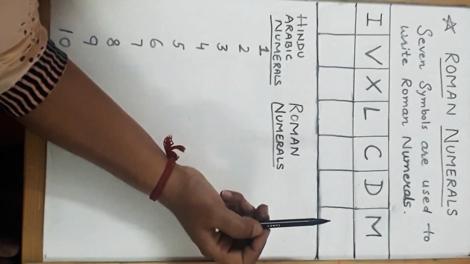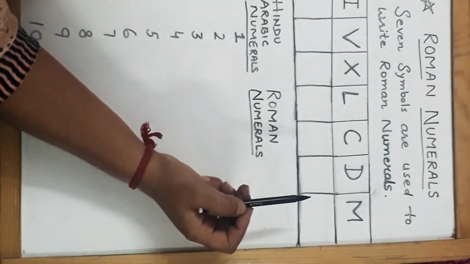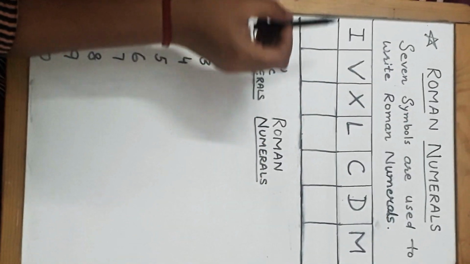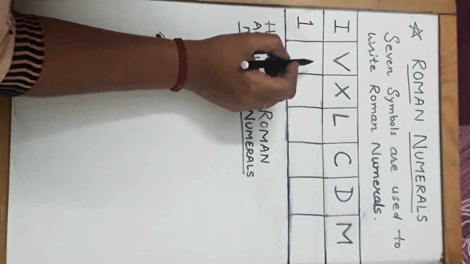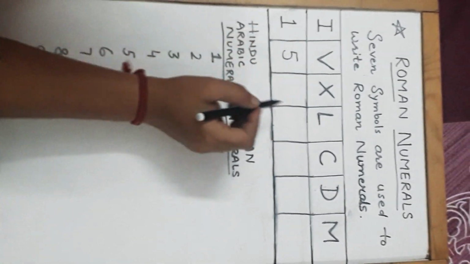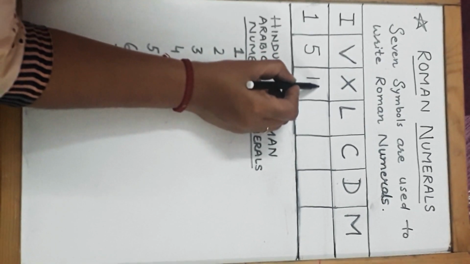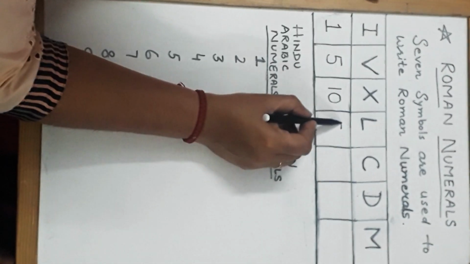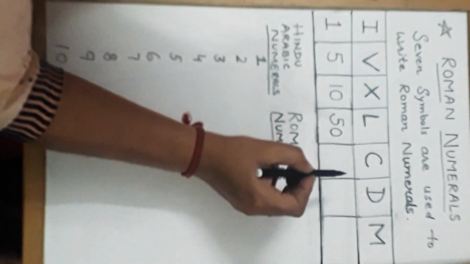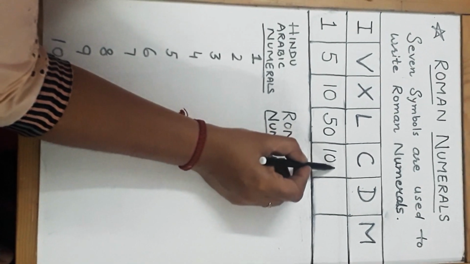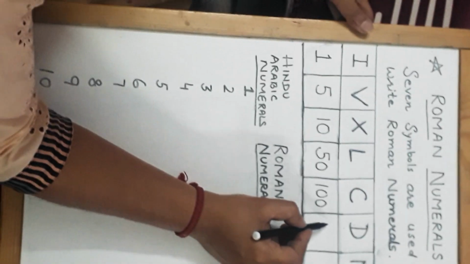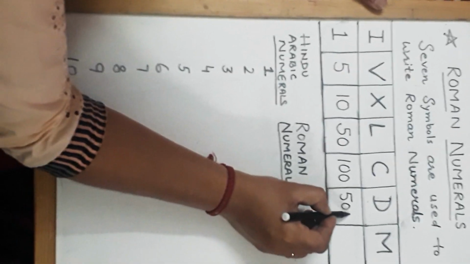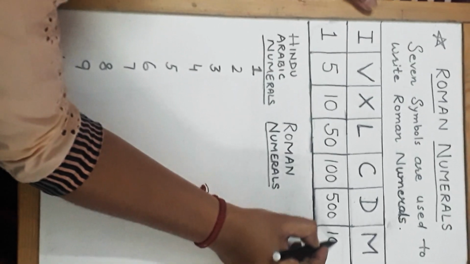Let's learn Roman numerals. For writing the Roman numerals, 7 symbols are used. These symbols are: first is I. I stands for 1. V stands for 5. X for 10. L for 50. C for 100. C for century, C for 100. D for 500 and M stands for 1000.